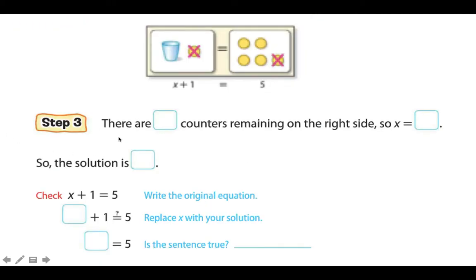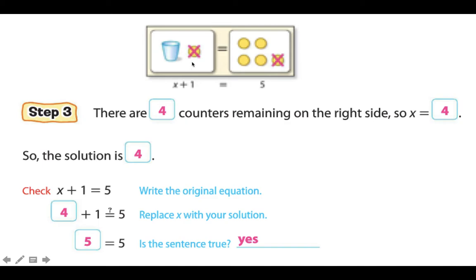Now, step 3 says there are blank counters remaining on the right side, so x is equal to some number. Take a sec and fill in the rest of these spaces based on what we saw on the counter mat. Okay. Now, what we should have seen is that when we take 1 counter away from both sides, there are 4 counters remaining on the right side. So our unknown, or our cup, is going to be equal to 4. So the solution is 4. X plus 1 equals 5, so that's our original equation.